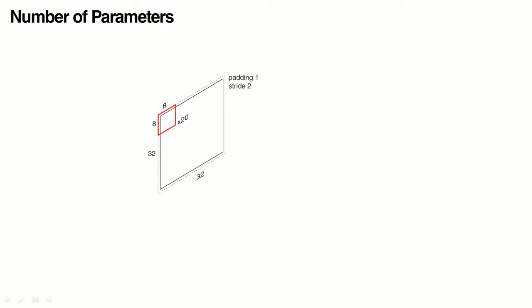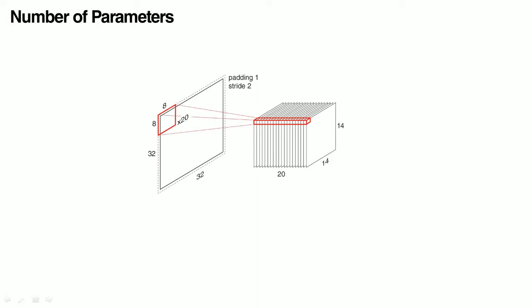And so before training, it's always a good habit to keep an eye on the number of parameters in your network. So let's take this example. We have an input image of 32 by 32 pixels. And we have 8 by 8 convolutional filters, and we have 20 of them. And let's assume we have a padding of 1. That's what you see in dotted lines there, and a stride of 2. We don't have to do the math, but this will give us 20 14 by 14 feature maps.